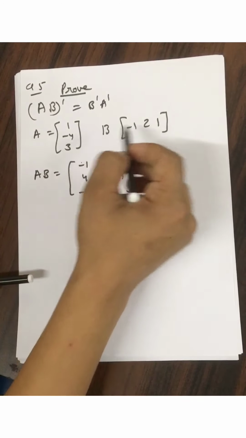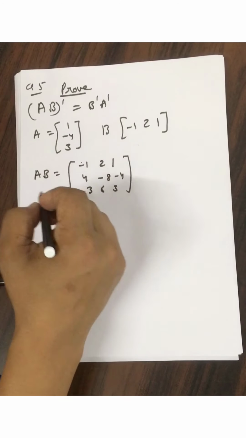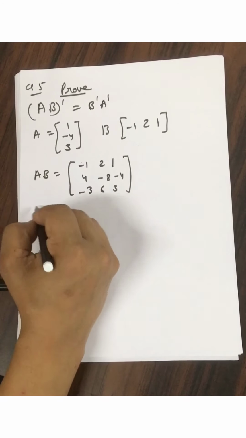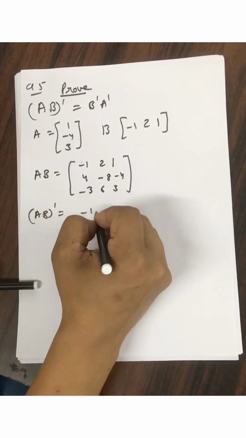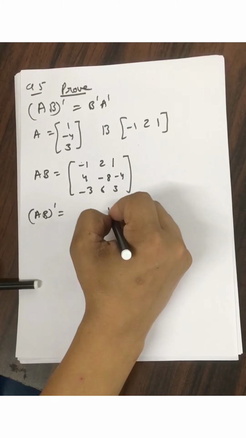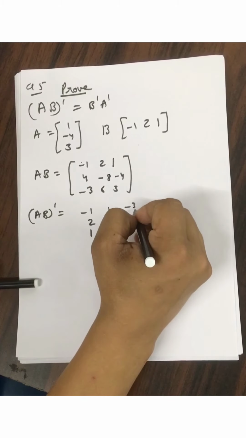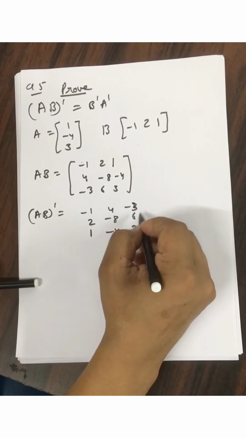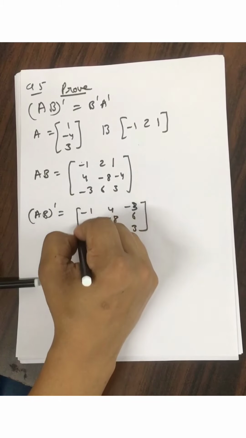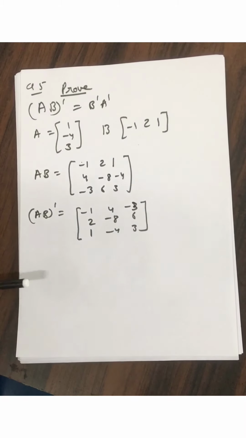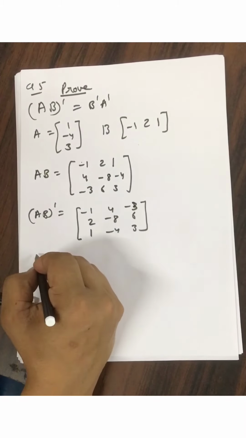First you multiply by 1, then we multiply by minus 4, and this is AB. Then AB transpose, how much will this be? Minus 1, 2, 1, 4, minus 8, minus 4, minus 3, 6 and 3. Got it? Simple. Left hand side we have done. Let's do right hand side.